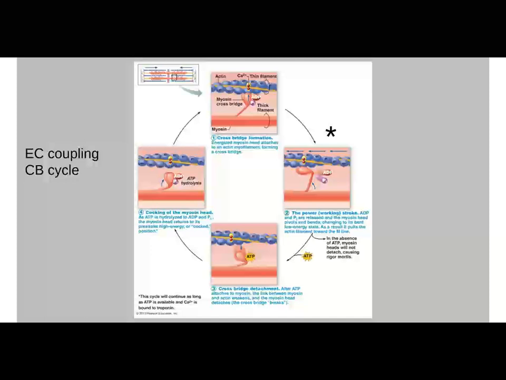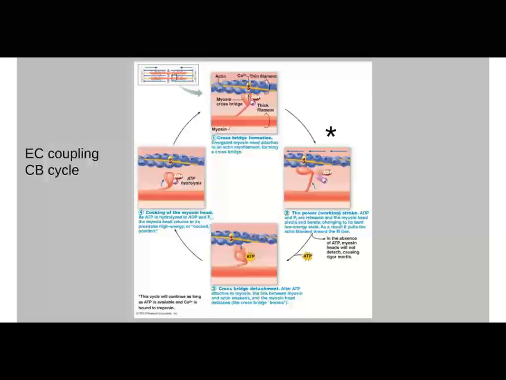Now, once this happens, as long as there are still action potentials coming from that neuron, there would still be calcium in the cell and the actin active sites would still be exposed. So the myosin head would do it all over again, and we would go through this cycle several times. Going through that cycle one time does not noticeably shorten the muscle. It actually takes many of these cycles to really fully contract a muscle. So it actually takes many action potentials to fully contract a muscle.